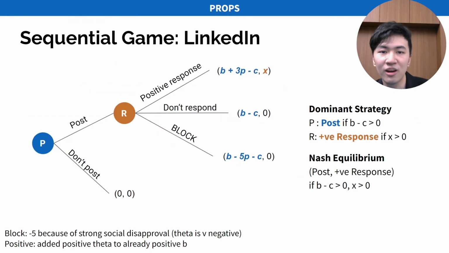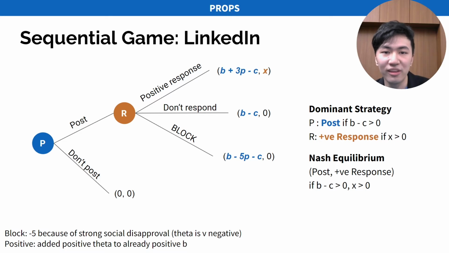For our general model, we assume that a poster will always gain a payoff of a constant intrinsic motivation B, minus the cost of posting C. A positive response will give the poster an additional payoff of 3 times the poster's reputation score P. However, if the responder chooses to block, the poster incurs an additional cost of 5 times the poster's reputation score. These values are arbitrarily chosen as the cost of a responder blocking should outweigh the gain of a positive response.